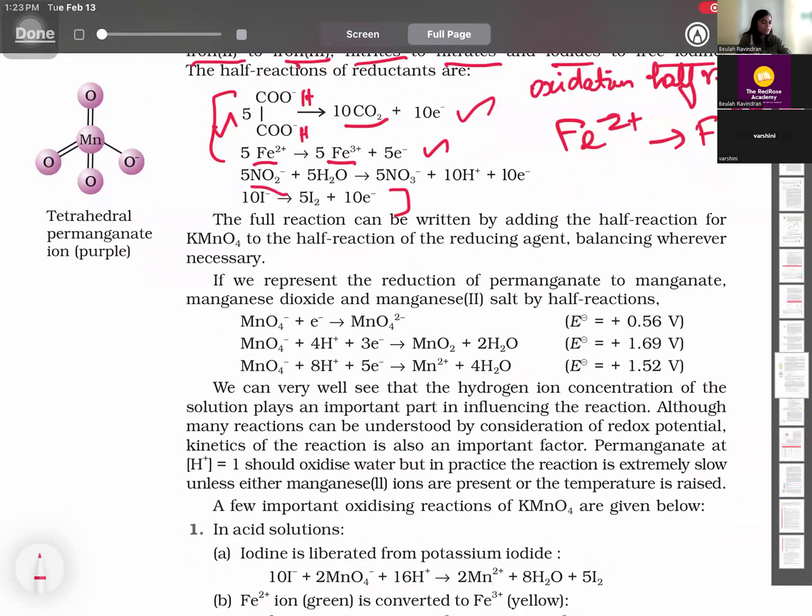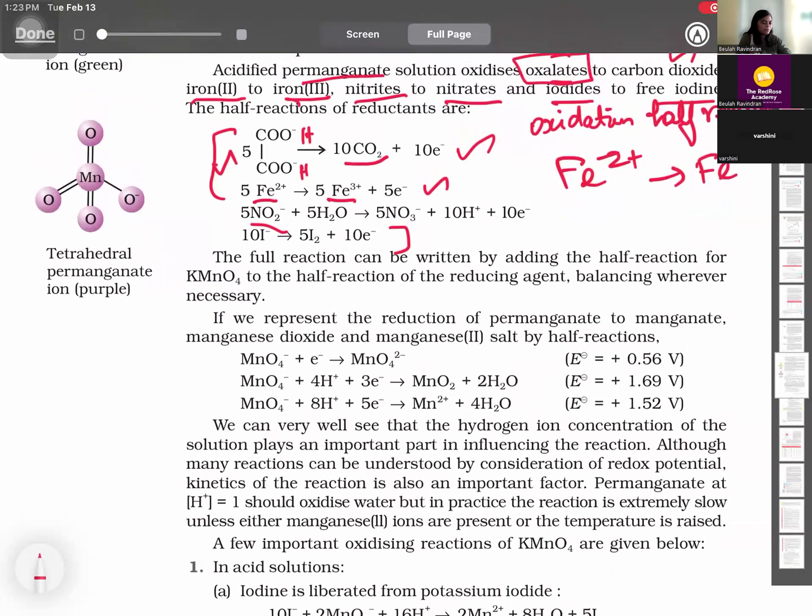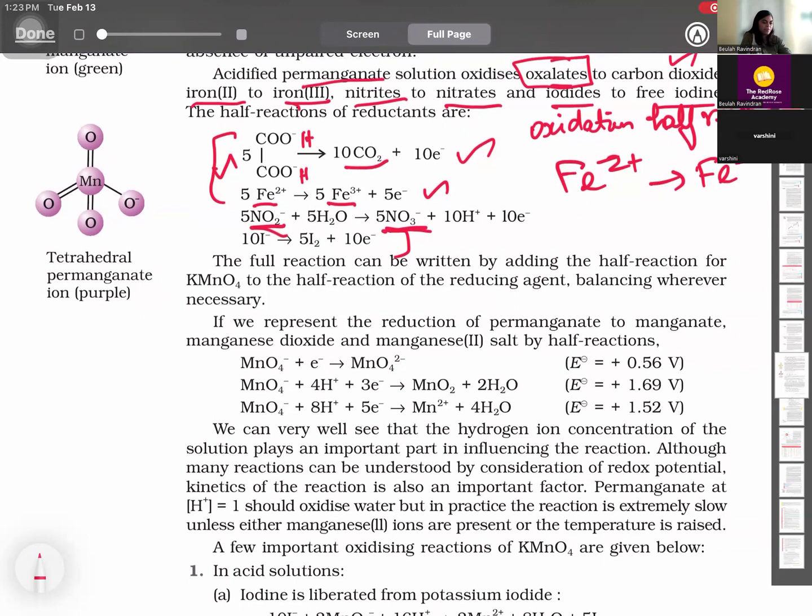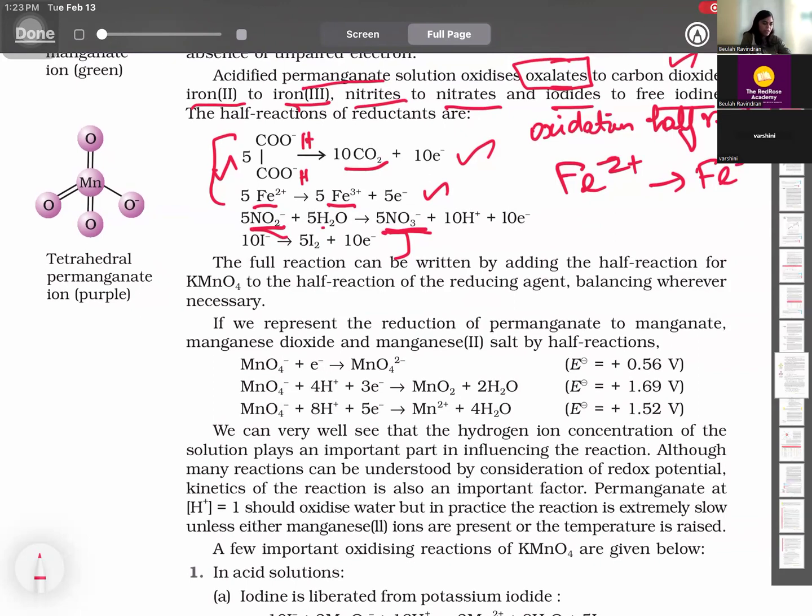Then NO2 minus, nitrite, is oxidized to NO3 minus, nitrate, by reacting with water. Then iodide is oxidized to free iodine. So all the half reactions are given.